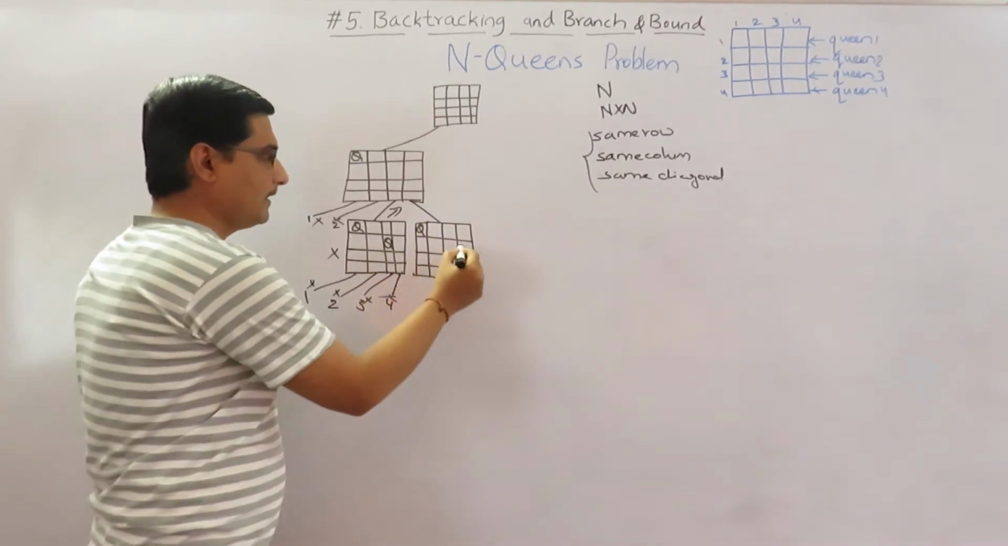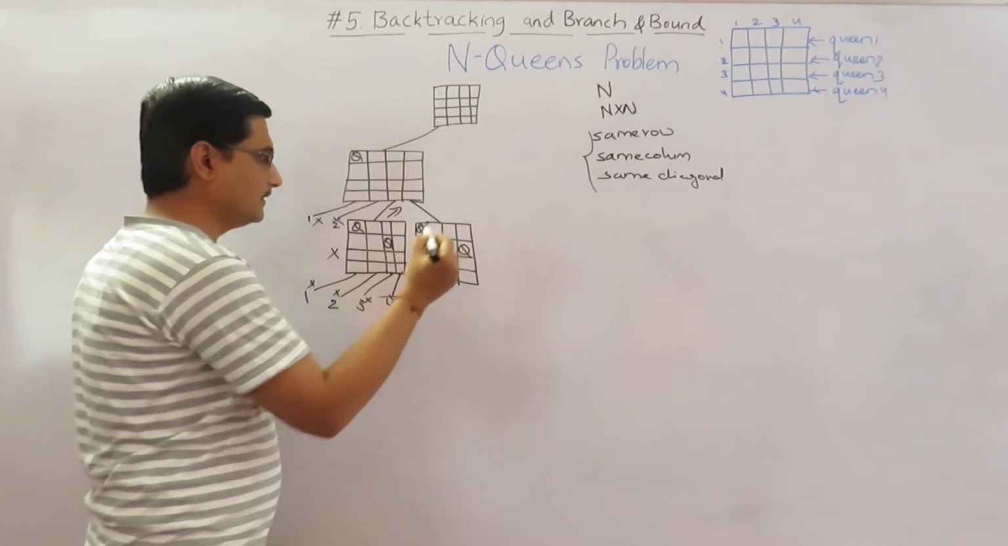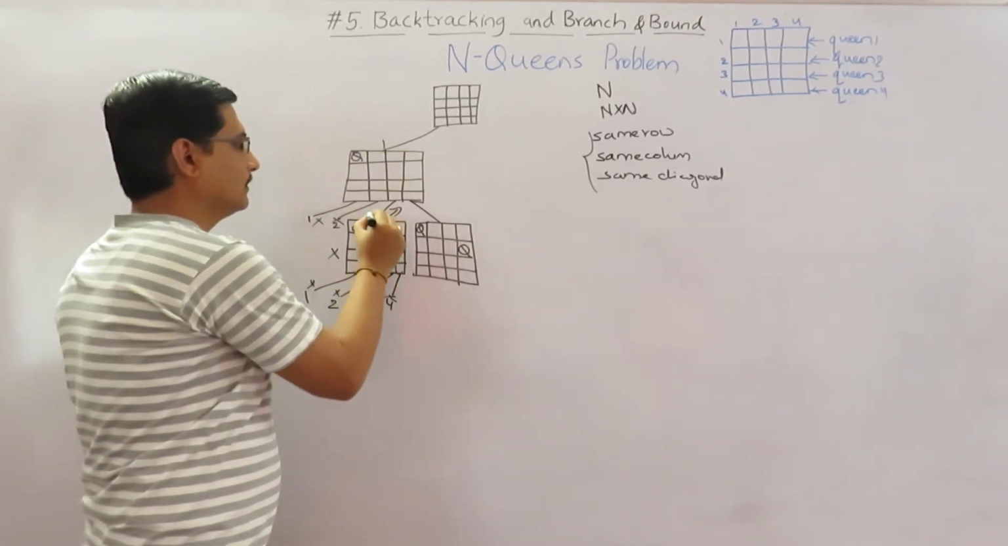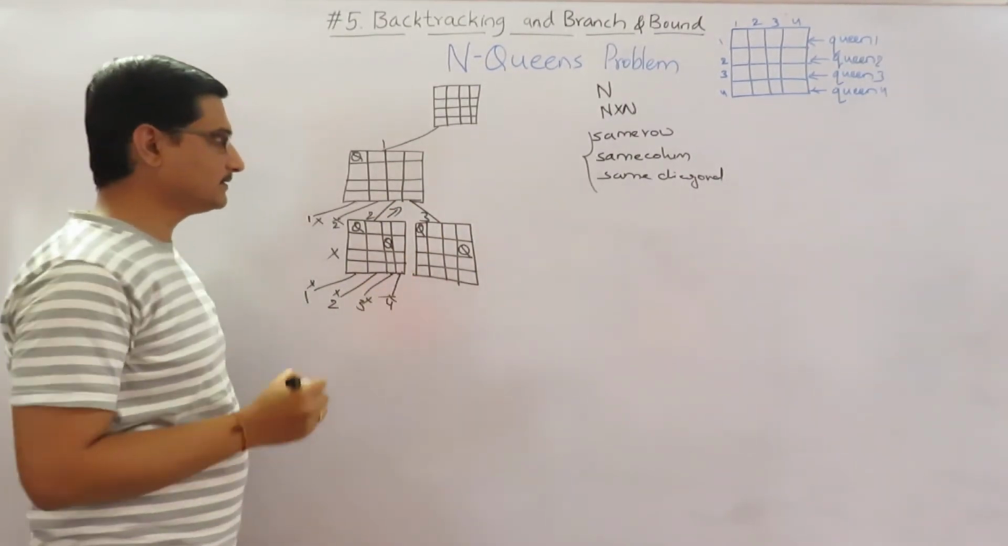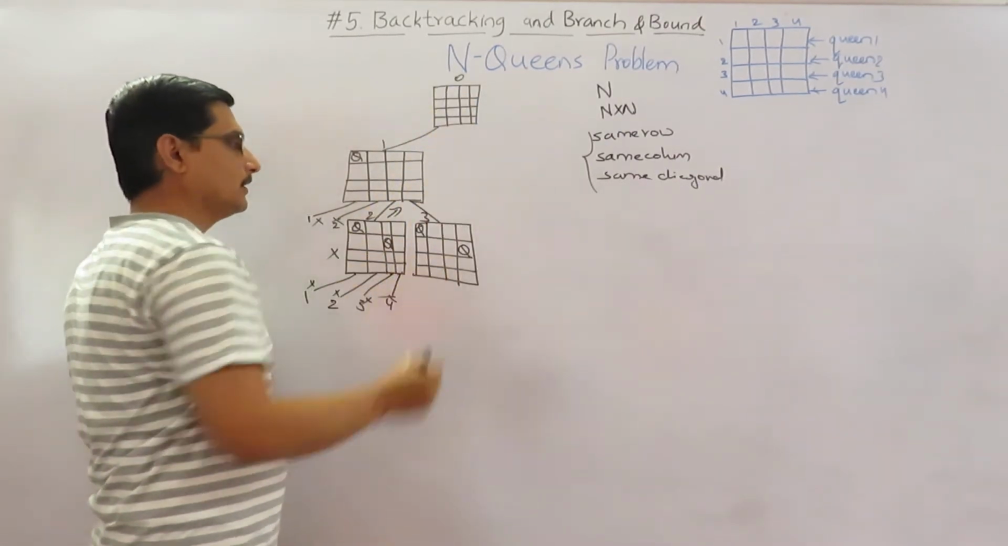First queen. So now we need to place the, let us call this the third node. This is the 0th node. Okay.